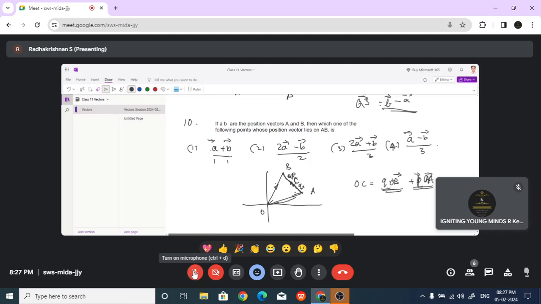So they don't add up to 1. Here it is 1 and minus half. They are also not adding up to 1. Here it is 2 by 3, 1 by 3. So here it is adding up to 1. So it is dividing in the ratio 2:1 and it is not coming like that.